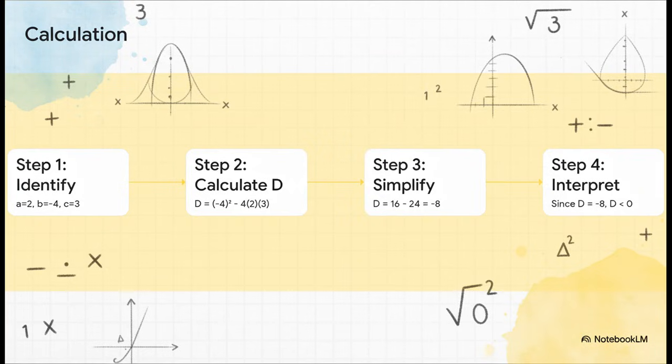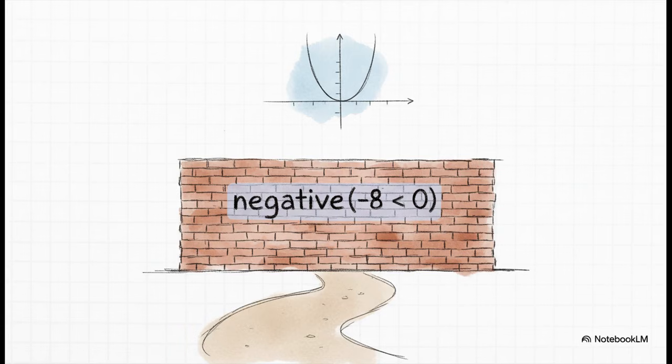Step 1, we identify our coefficients. Here, a is 2, b is negative 4, and c is 3. Easy enough. Now, step 2, we plug them into our discriminant formula. So D equals negative 4 squared minus 4 times 2 times 3. That becomes 16 minus 24, which gives us negative 8. And of course, negative 8 is less than 0. And what did our rules say about a negative discriminant?